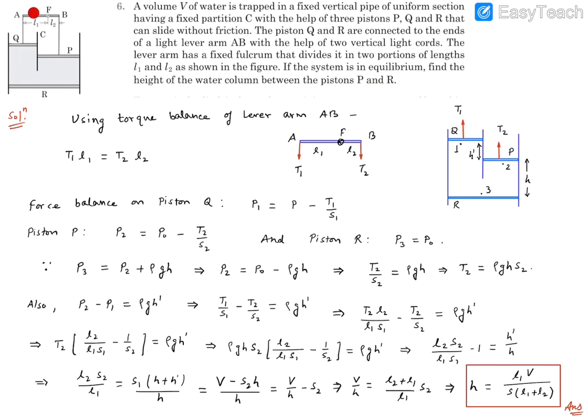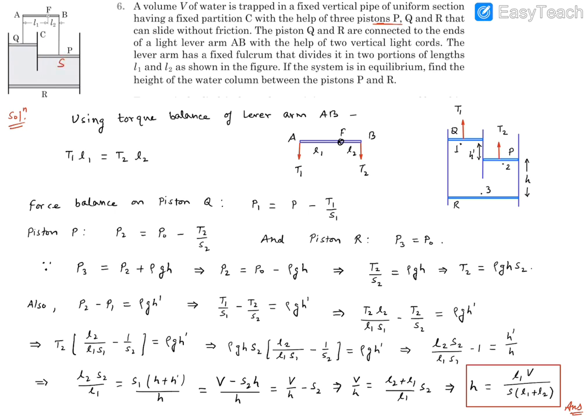So here this is fulcrum F, this is lever AB, and this is connected with strings to the two pistons Q and P, and there is a partition C. This is another piston R. Something is missing in this question, which has been updated later on. One thing is that these pistons are light, that means they do not carry any mass. The second thing is that this piston P has a cross-sectional area S, which has been given.